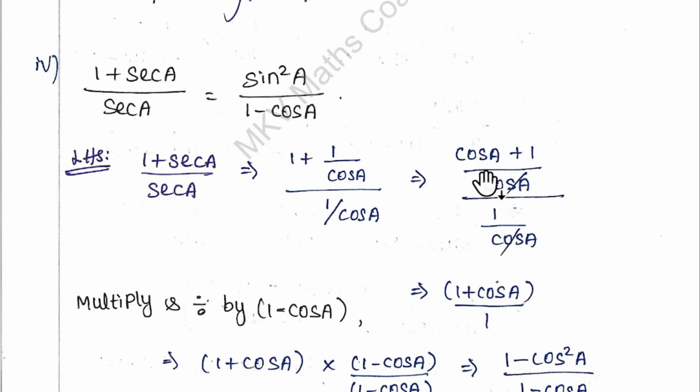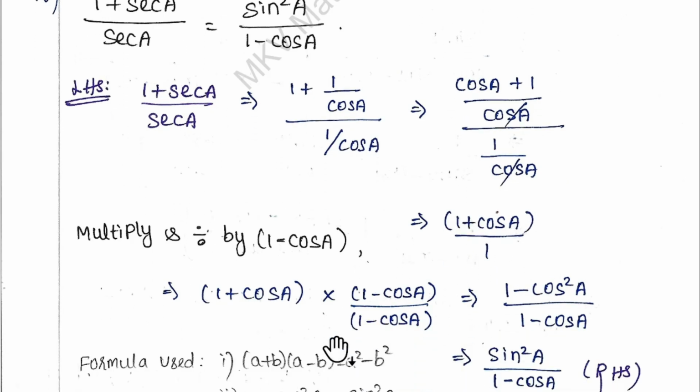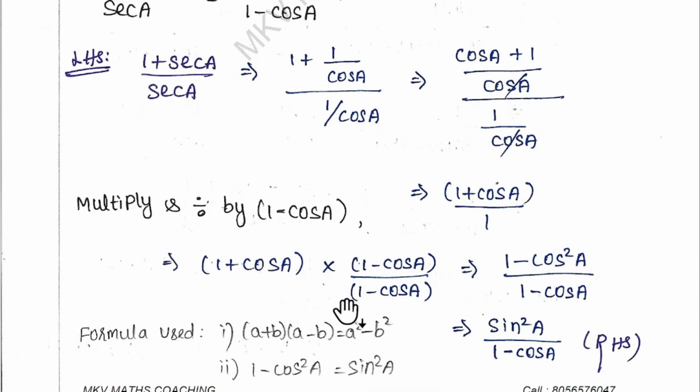Okay, so cross multiply it. Cos A plus 1 by cos A divided by 1 by cos A. Cos will get cancelled. You'll end up with 1 plus cos A. So you just conjugate multiply it, multiply and divide it by 1 minus cos A. If I multiply and divide it by 1 minus cos A, can you see the numerator is A plus B into A minus B?